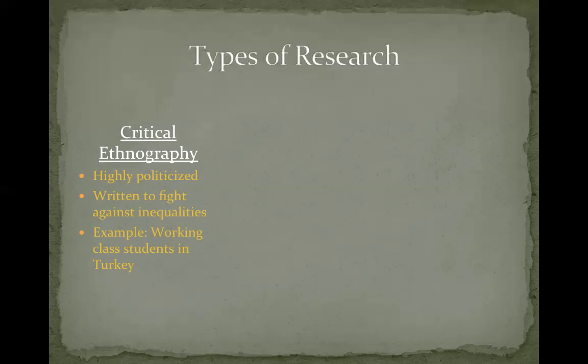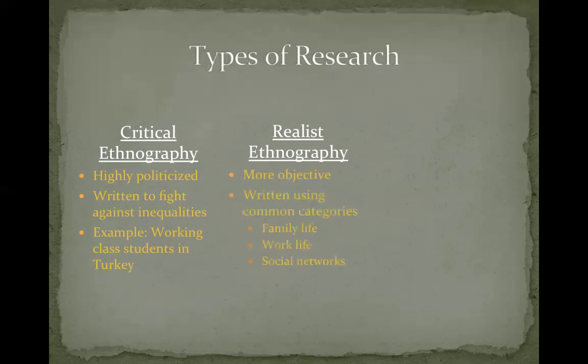The second kind of ethnography is what we call a realist ethnography. This one is much more objective than the one that we just talked about. It's written using common categories like family life, work life, social networks. This one, like I said, is a lot more broad, a lot more objective. It doesn't really take a certain side, but is written to describe the things that the researcher found rather than to take a side and advocate for a particular cultural group. This one's probably going to be a lot more common, I would assume, in the way that it's written.